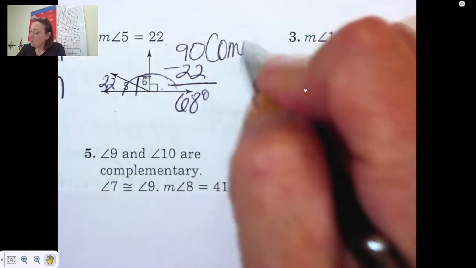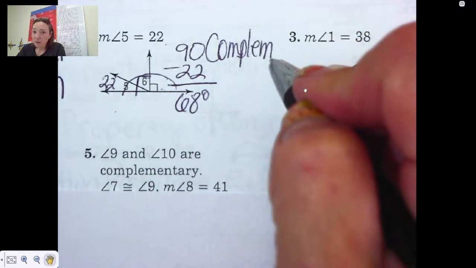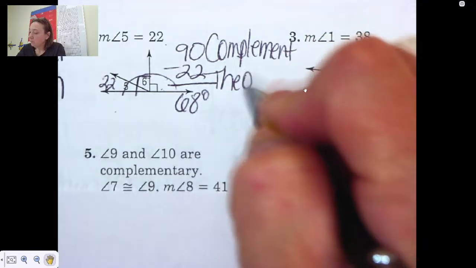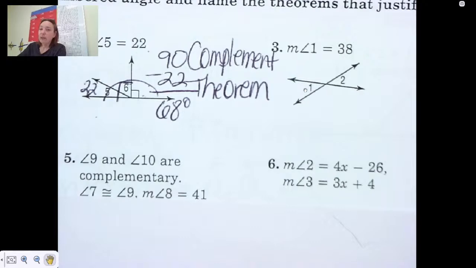Complement theorem. Because what do we know about angle 5 and angle 6? They're complementary. So it's going to be the complement theorem. Alright, let's look at number 3.